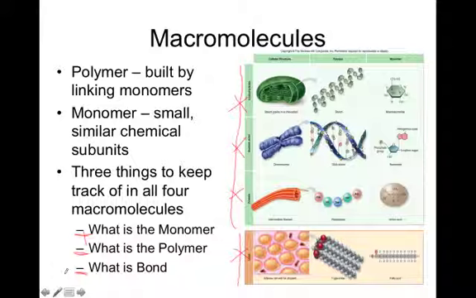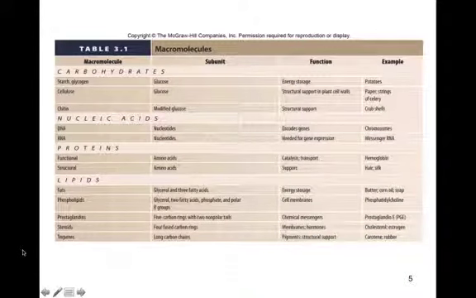that holds these monomers together in its polymer form. This table summarizes all of our different macromolecules. Our carbohydrates will include starches, glycogen, cellulose, and chitin. Then we'll look at the nucleic acids. The nucleic acids will include DNA and RNA.